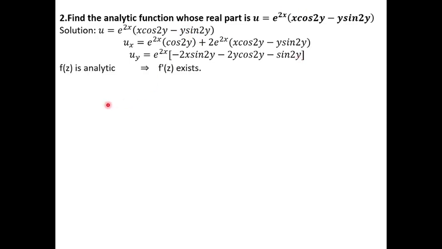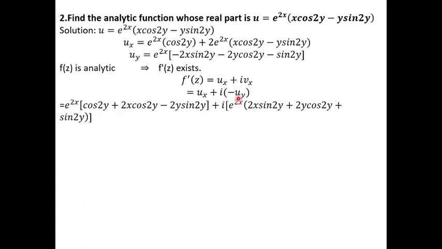Here f(z) is analytic, which means f'(z) exists. Its formula is f'(z) = ux + i vx. Here the given part is u, therefore express v in terms of u by using the CR equation.